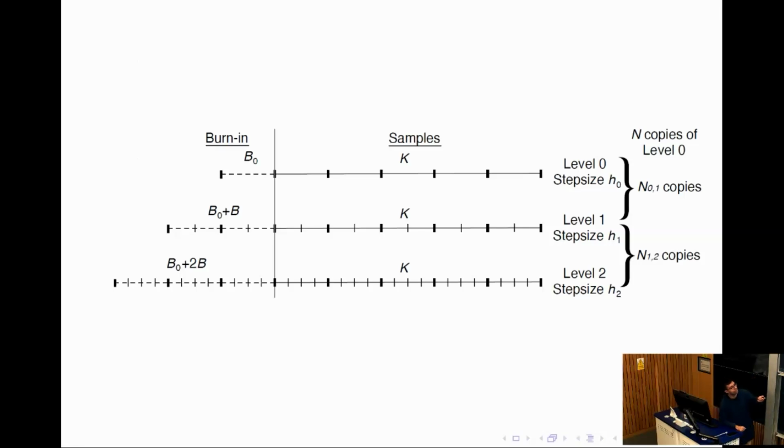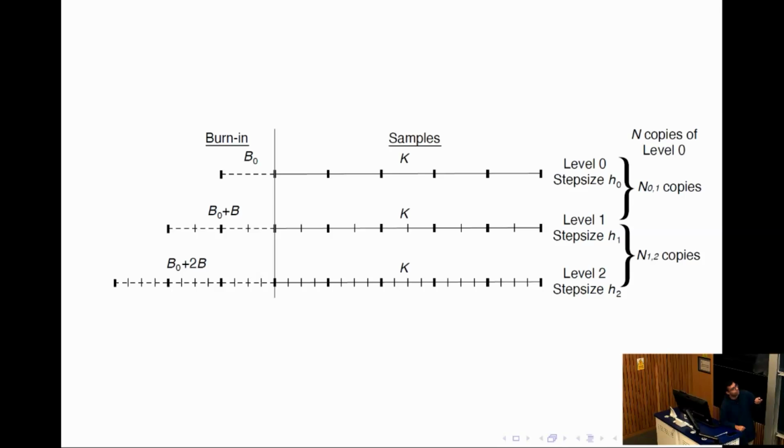So if we consider the base level, which is level 0, at level 0 we have the step size given by h of 0, where we have this burn-in period, which I denote by b of 0, and we have this number of samples given by k. And we have these parallel copies at level 0, so n copies at level 0.